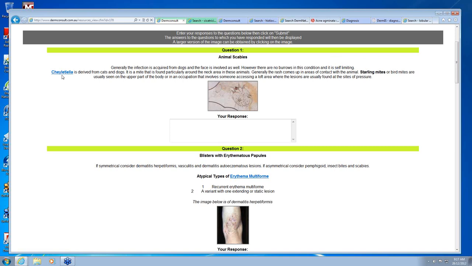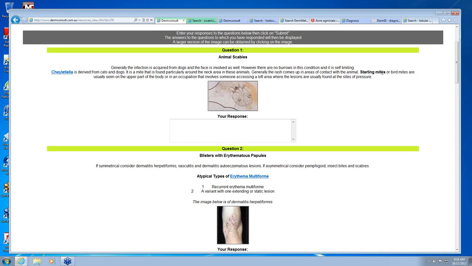The other condition you may see that looks like this is Cheyletiella. Now again, Cheyletiella is derived from cats and dogs. It's particularly seen as a scaly eruption around the nape of the neck. It's going to present in the owner as papular urticaria because there's a hypersensitivity, delayed type 4 reaction to the mite, and basically it's going to come up as a papular urticaria. And again, it's going to be in areas of contact with the animal.